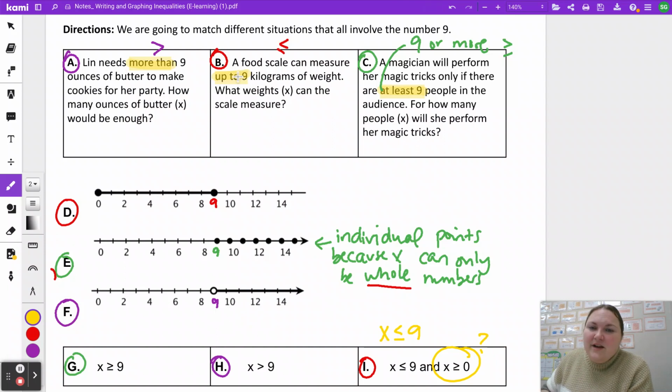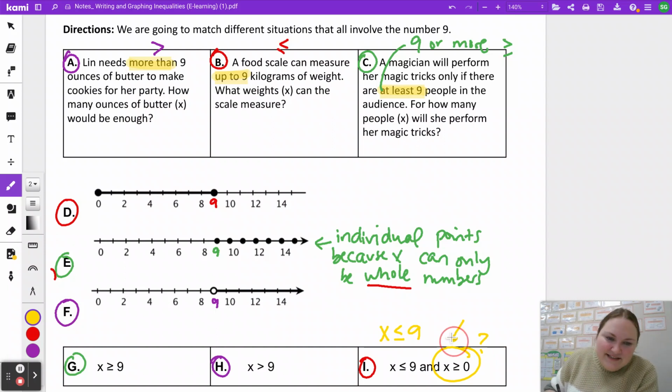If you're talking about what a food scale can measure, what weights, yeah, any number less than 9. But any number less than 9, if I look at the number line in my room, I see numbers like 8, 7, 6, 5, 4, 3, 2, 1, 0, -1, -2, -3. Oh, wait. If we're talking about what weight a food scale can measure, we don't want all numbers less than 9 because you can't have -3 kilograms of weight. You can't have negative weight.